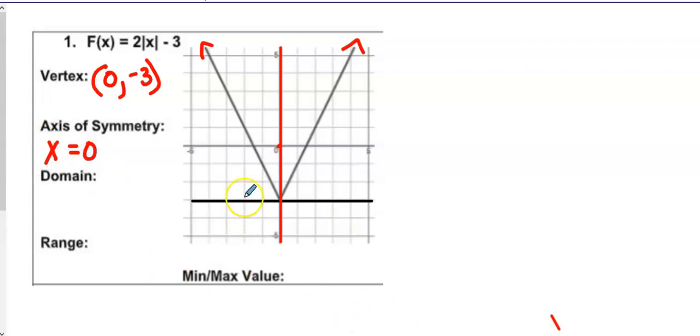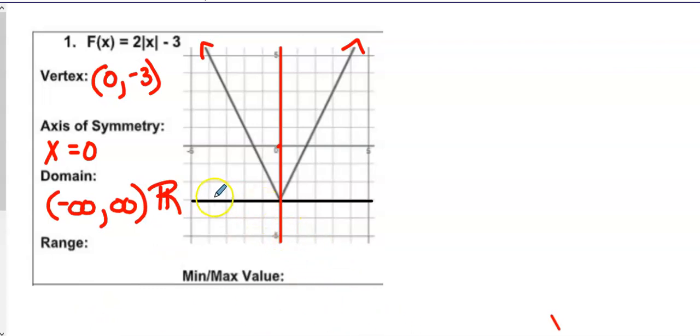The domain is all the x values that it could be. All the x values it could be, well, it doesn't stop anywhere. It goes down here and then back up here. That's not really important. It's if I laid this thing out flat, does it go forever left and forever right? It does. So the domain of an absolute value function is always the same thing. It's always negative infinity to positive infinity, or all real numbers. If you put all real numbers, I would count that right as well.